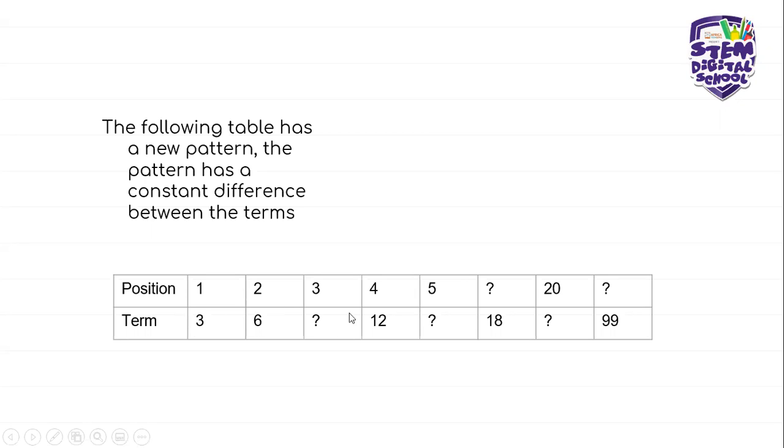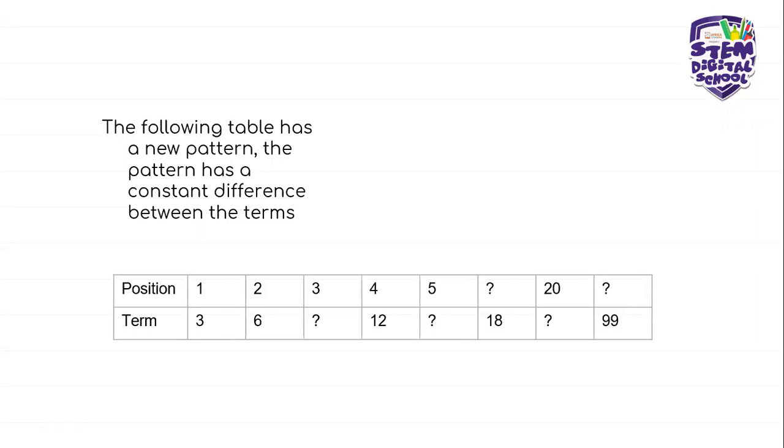Remember, in the terms, you need to tell me what is the constant difference. And so once you have a constant difference, then you can find the rule. And how do you find the rule? You multiply the constant difference by the position. And then you check if there's any number that you need to add to get to the corresponding term. So the first step will be to find the constant difference.